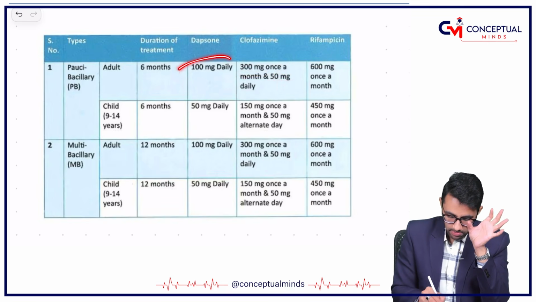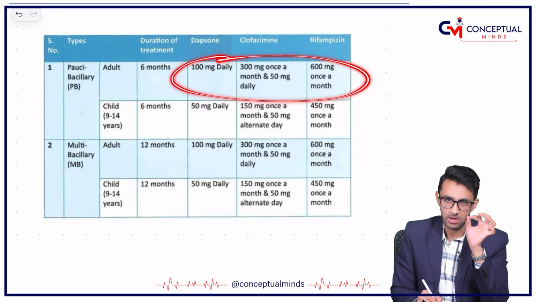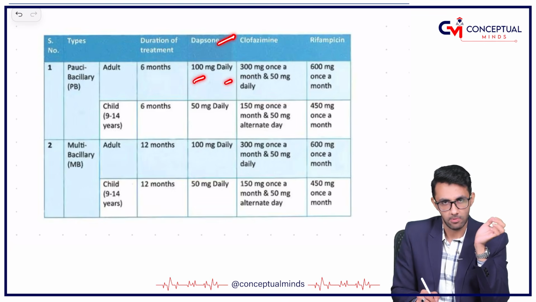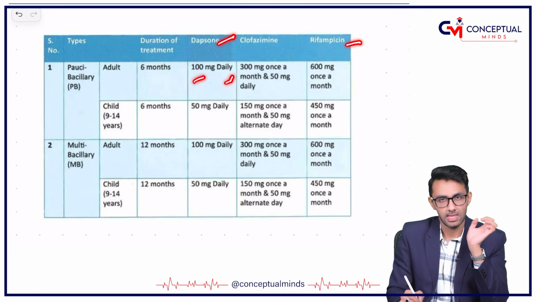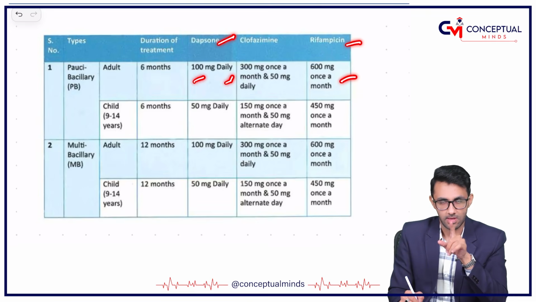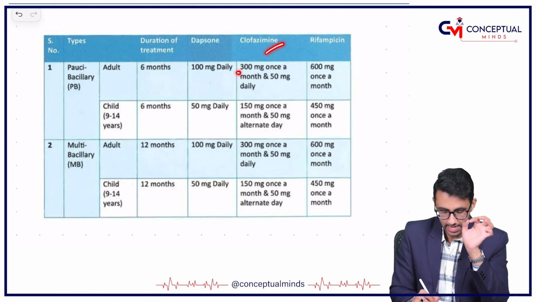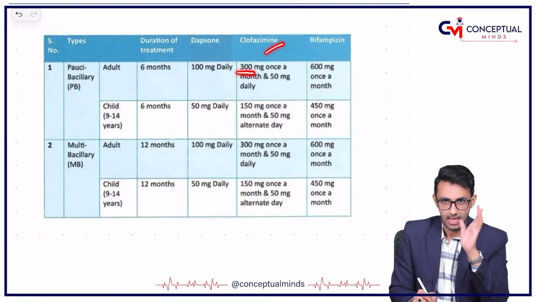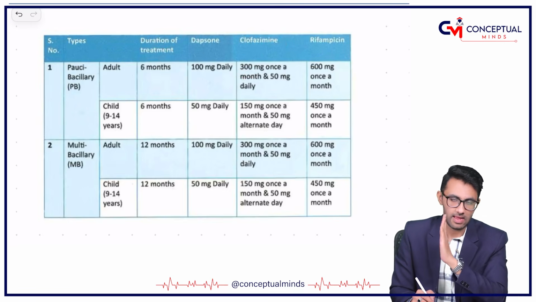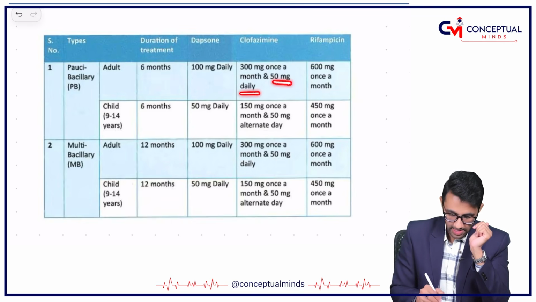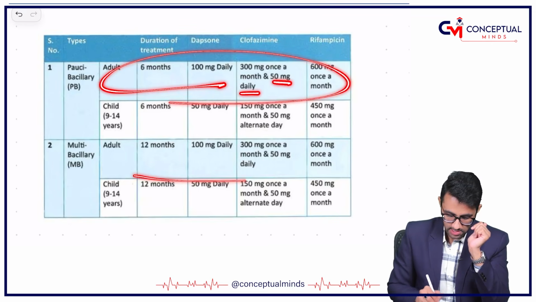If you just remember this set of doses: dapsone is 100 mg daily in paucibacillary, and rifampicin is 600 mg once a month. Okay, we have two things done. Now we have clofazimine. It is just 300 mg once a month, and we'll give 50 mg daily. Okay, 50 mg daily.